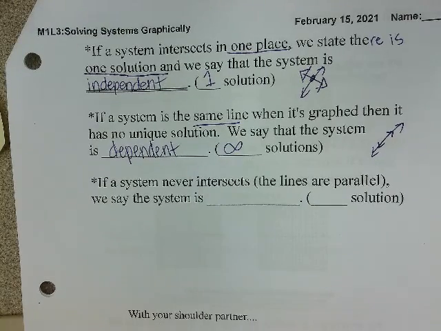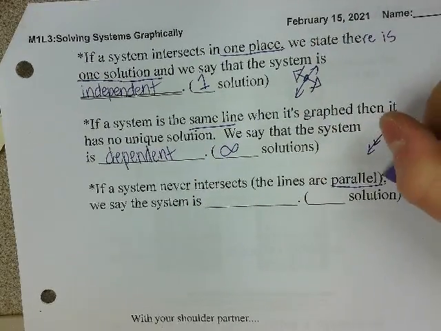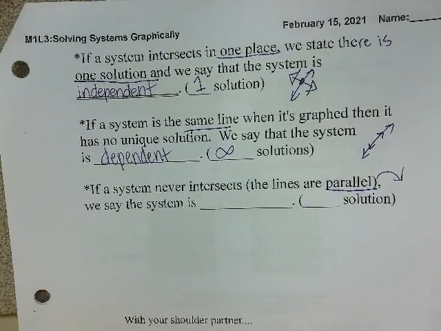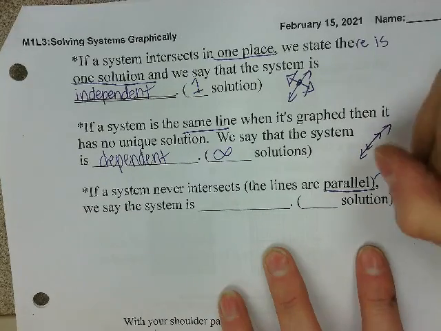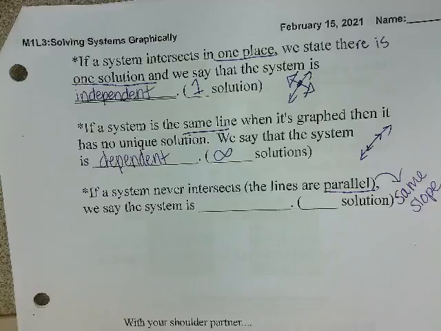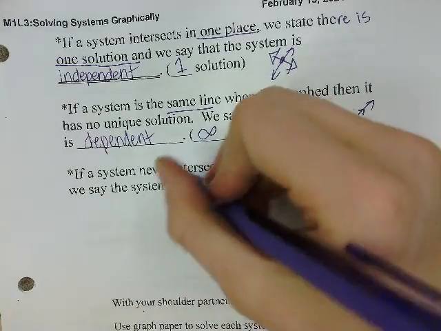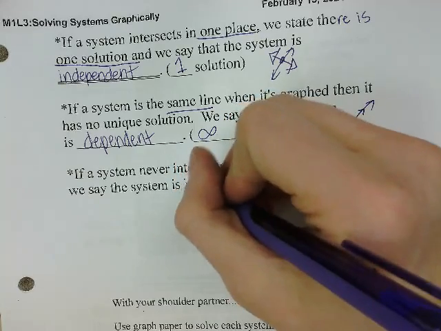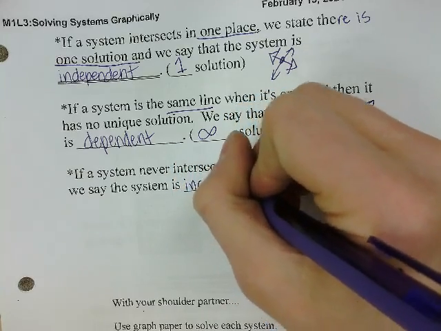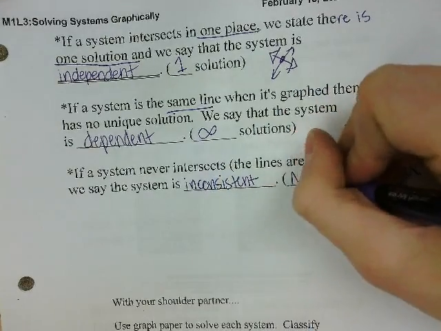Alright, if a system never intersects, then the lines are parallel. If the lines are parallel, what do we know about their slopes? Same slope, right. This system is inconsistent. Okay, so no solution.